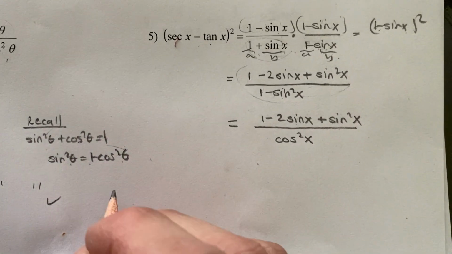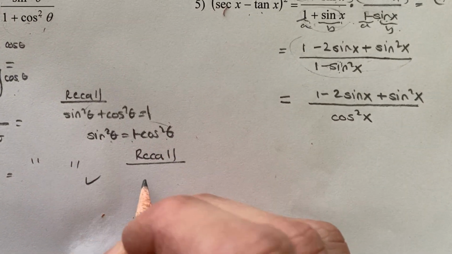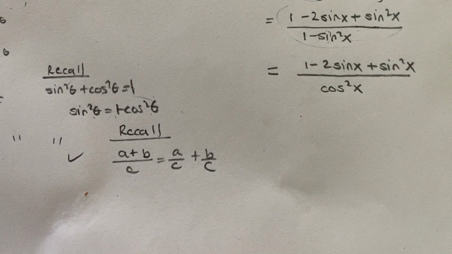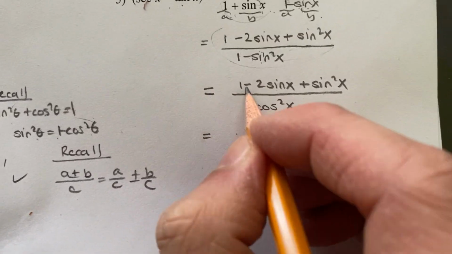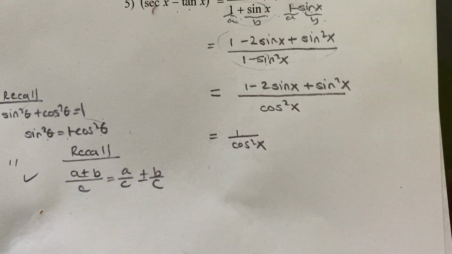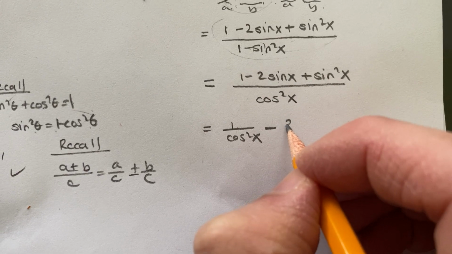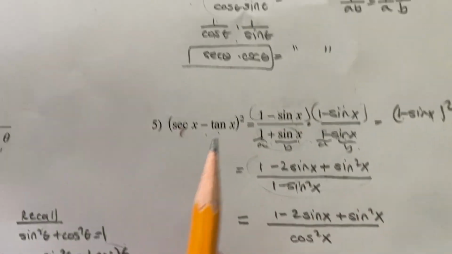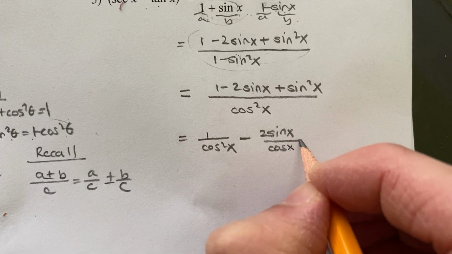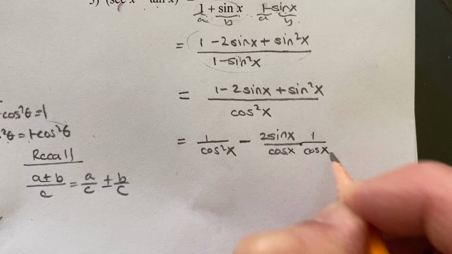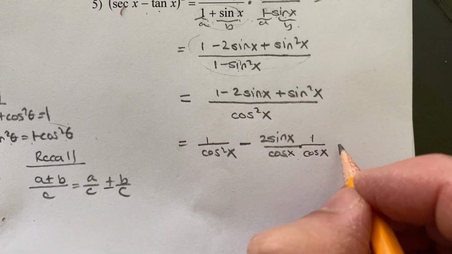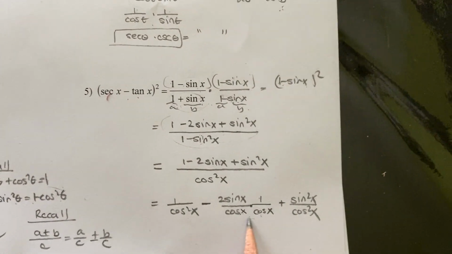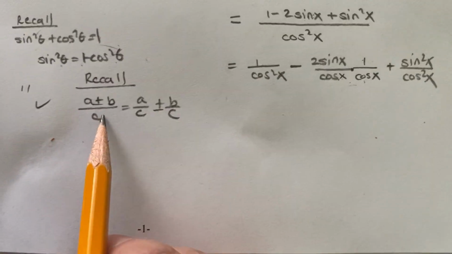Here's my algebra skill that I'm going to write down. Recall that if you have a plus or minus b over c, you could split it up as a over c plus or minus b over c. So I'm going to rewrite this as 1 over cosine squared x, minus 2 sine x over cosine squared x. But I could also use the splitting up the fraction rule like this, so I'm going to write it as 1 over cosine x, sine x over cosine x times 1 over cosine x. All I did was split this up. And then plus sine squared over cosine squared.